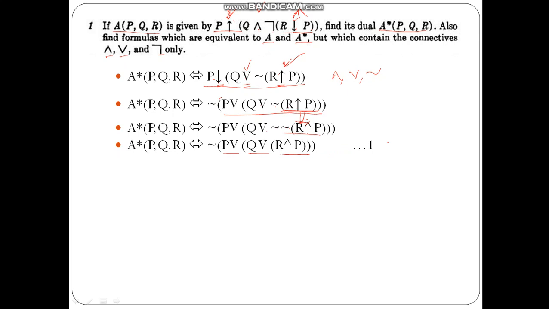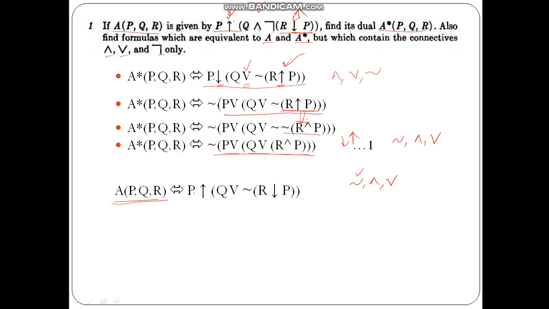Now this particular equation is in the format which consists of only NOT, AND and OR gates. Further, you can simplify this by taking the NOT inside, but here it is sufficient because there is no NAND gate and no NOR gate remaining in this equation. Let us write the equation A in terms of these three connectives: NOT, conjunction and disjunction.